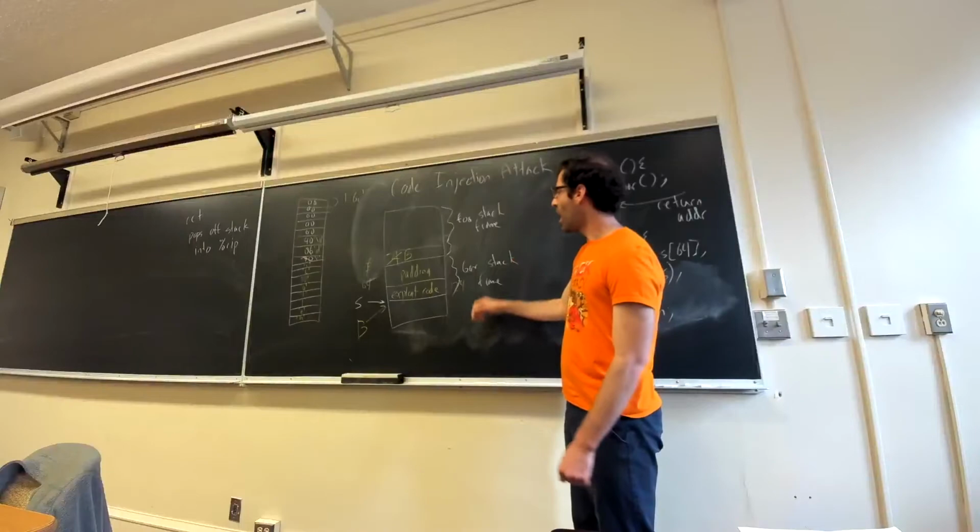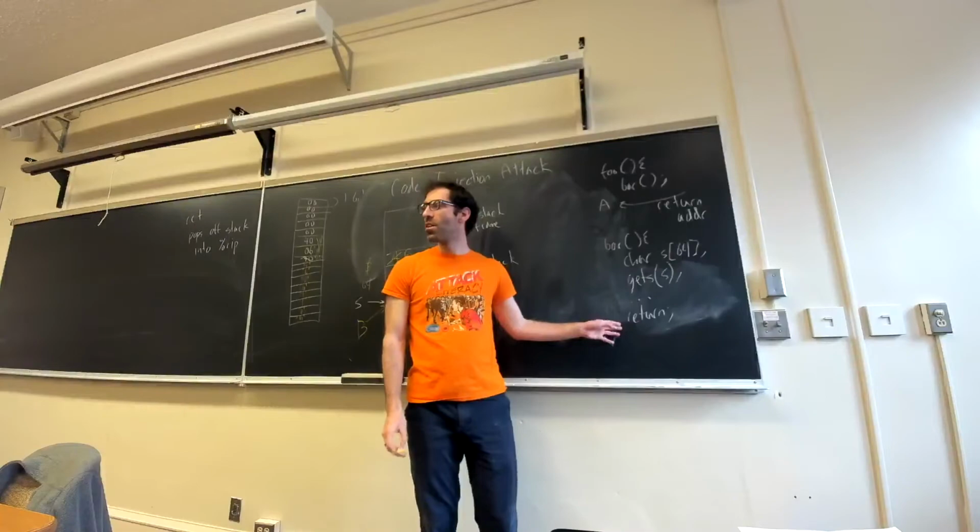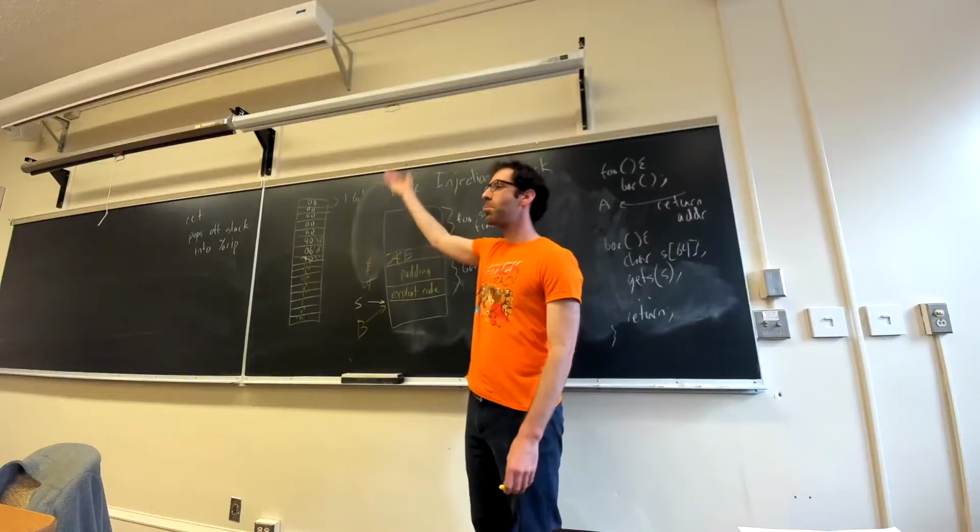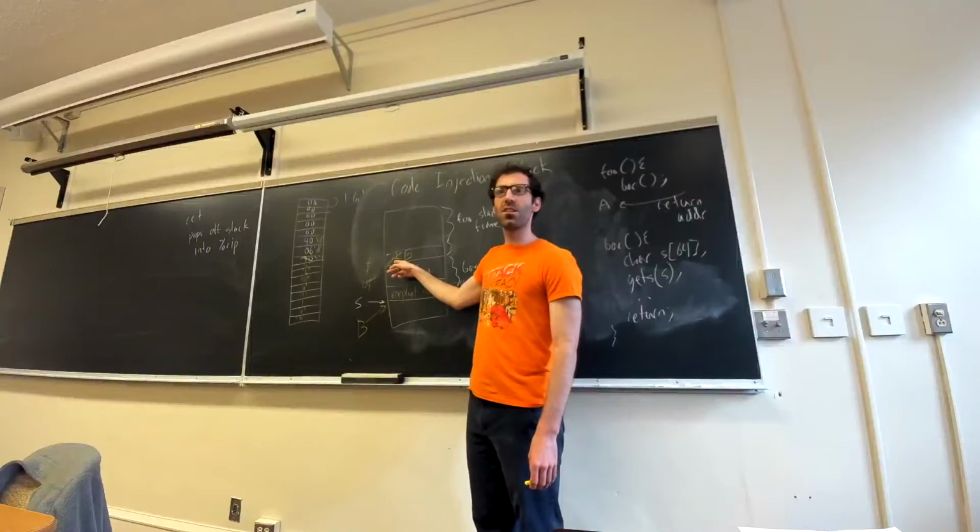And then when bar returns, it's going to take the bytes that were the return address, pop them off the stack into our instruction pointer, and now instead of executing the next instruction at A, it's going to execute the instruction starting at B, and it's going to go through our exploit code.